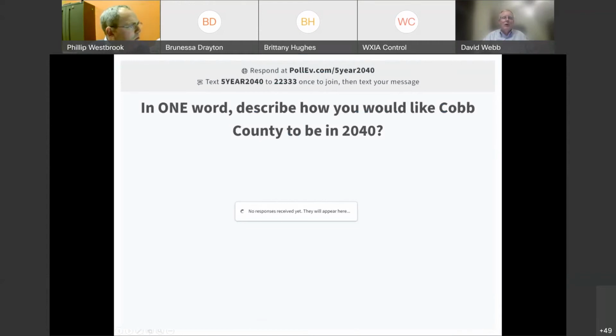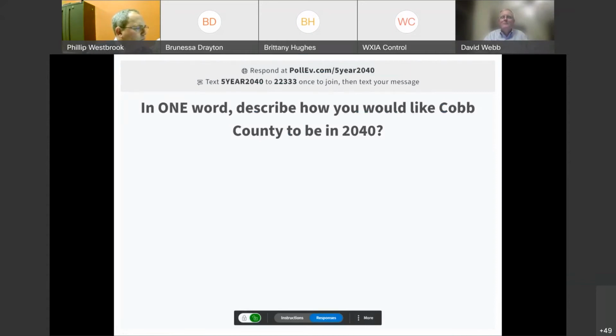In one word, describe how you would like Cobb County to be in 2040. We realize this is a little tough. One word, describe Cobb in 2040. All right. Thank you, David.